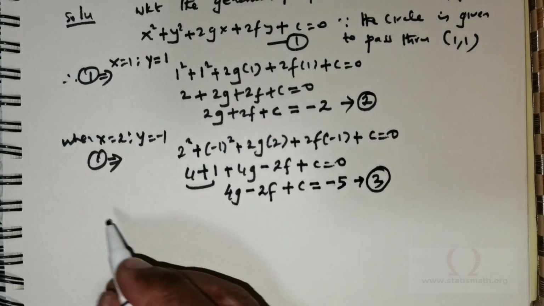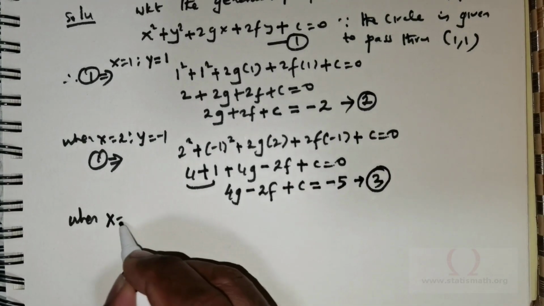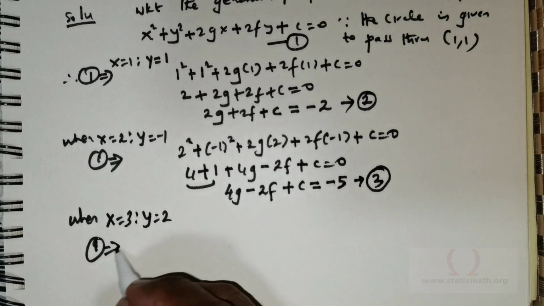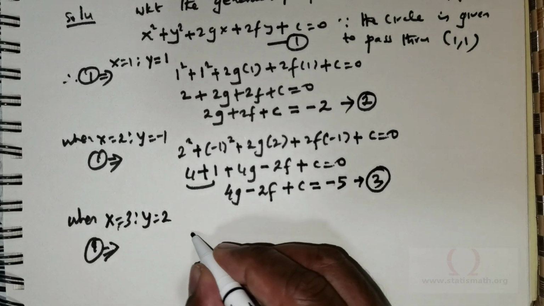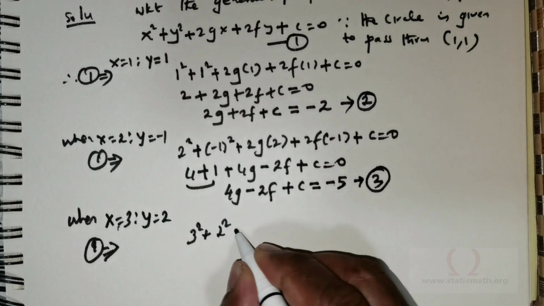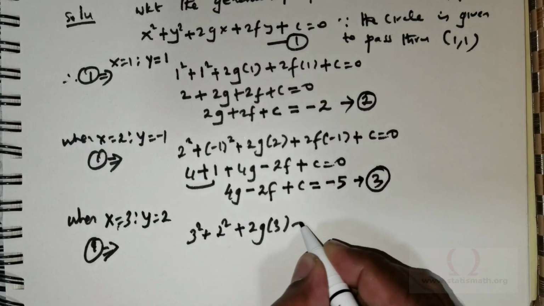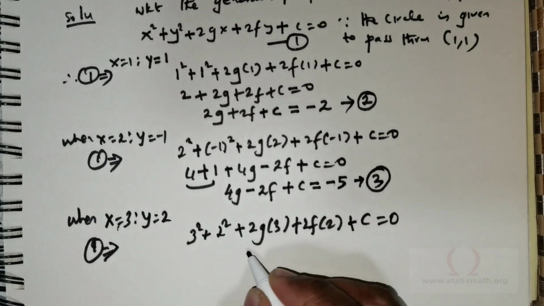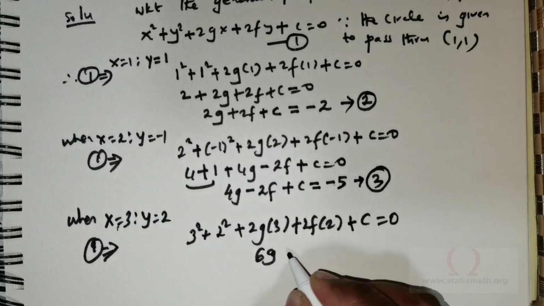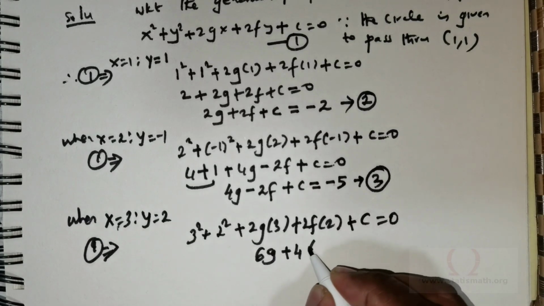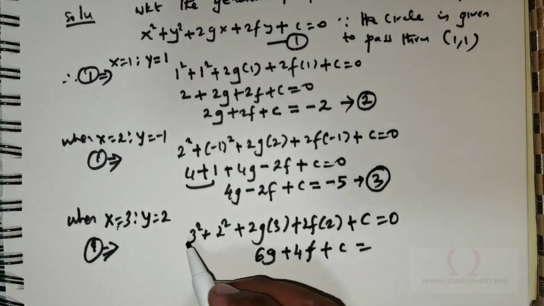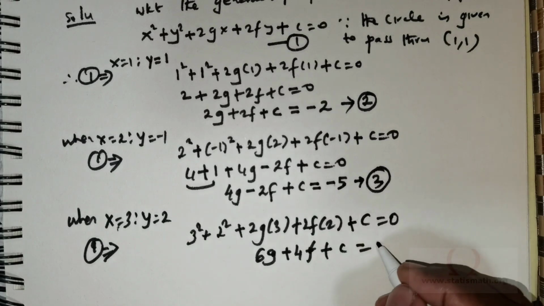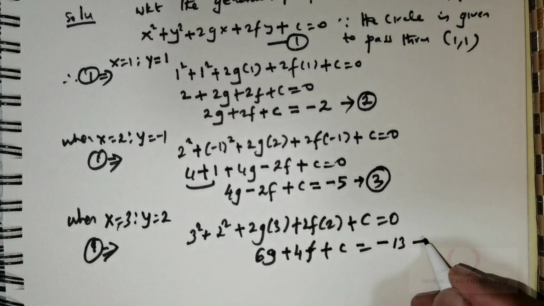Okay, so now when x is equal to 3 and y is equal to 2, you substitute x is equal to 3 and y is equal to 2 in 1. So that's going to be 3 squared plus 2 squared plus 2g times 3 plus 2f times 2 plus c is equal to 0. In this case it is 6g plus 4f plus c is equal to 3 squared is 9, 2 squared is 4, 9 plus 4 is 13. You move to the other side, you get -13, and this is going to be 4.